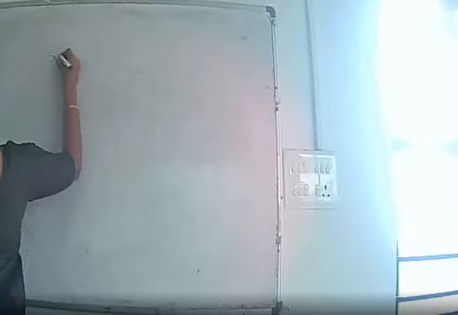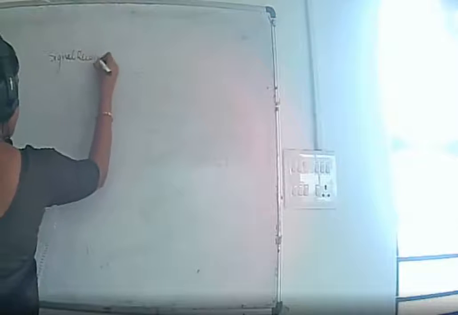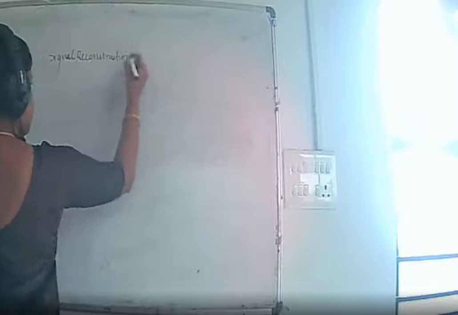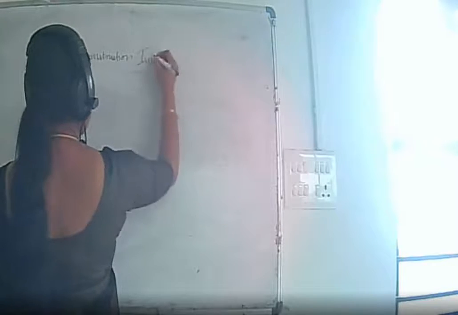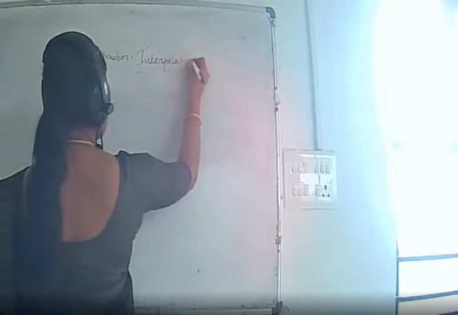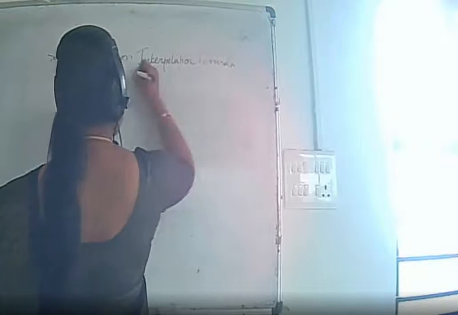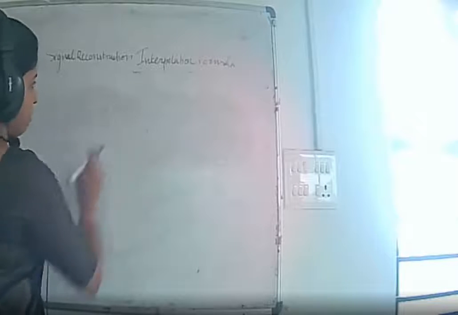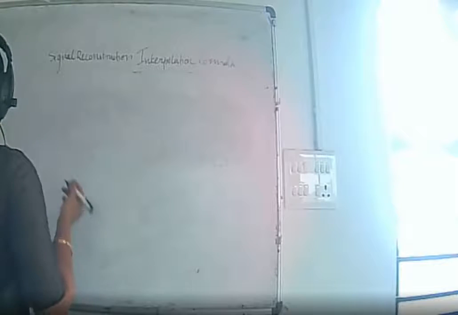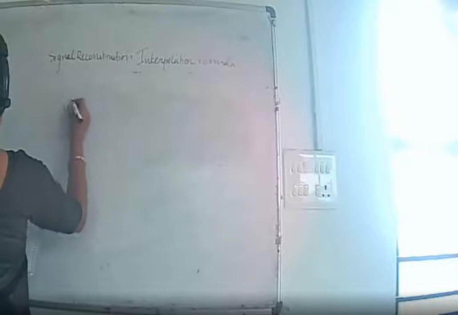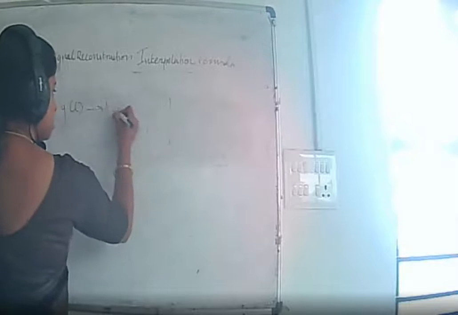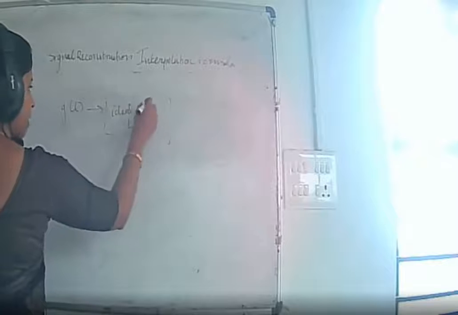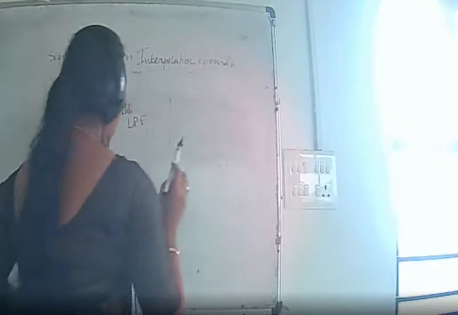Now we will learn the reconstruction formula or the interpolation formula. Interpolation is the process of reconstructing the original continuous time signal from its samples, also known as reconstruction, and it is achieved by passing the sampled signal g of t through an ideal low pass filter, otherwise known as the reconstruction filter or interpolation filter.